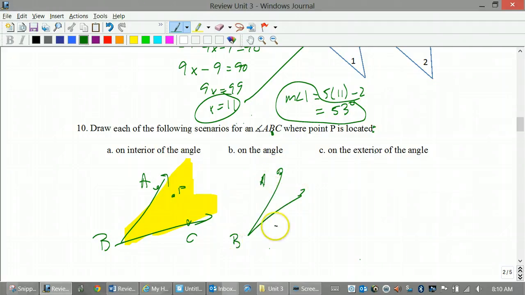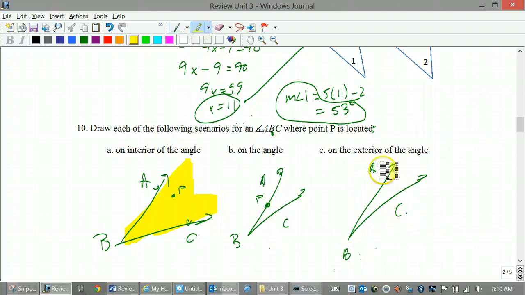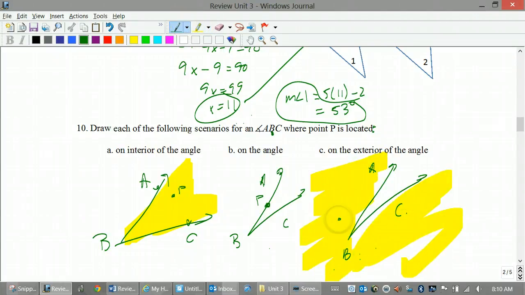Okay, ABC, A, B, C, and on the angle, so anywhere on the two rays. That's a good spot right there. And then on the exterior of the angle would be anything out in this area. So sure, I'm going to put it there for fun.